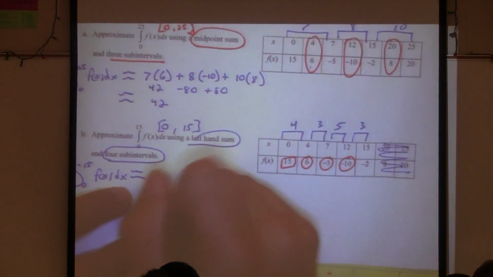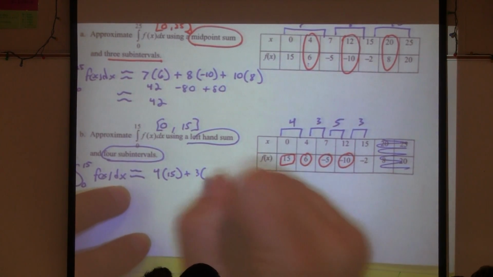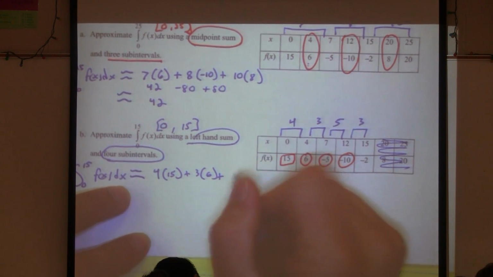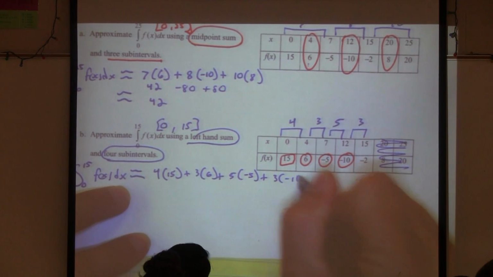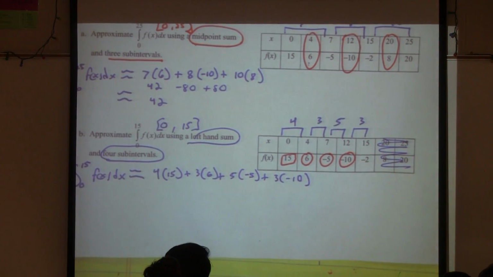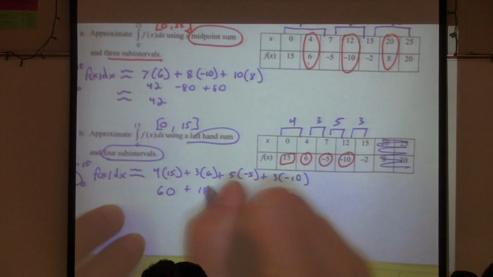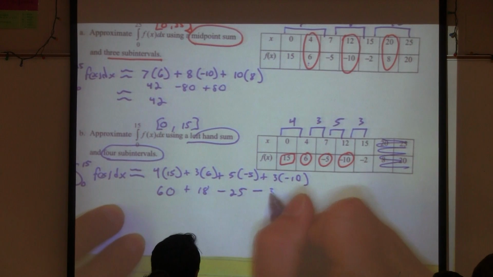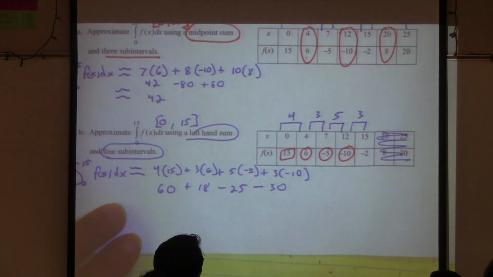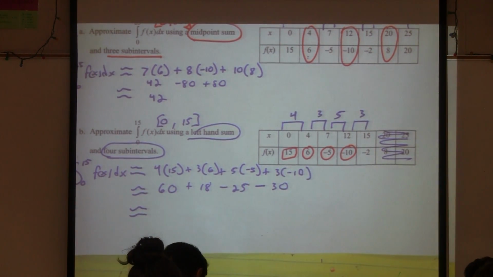Let's do it. So we say 4 times what? 15. Plus 3 times? 6. Plus 5 times? -5. Plus 3 times? -10. Good? 4 times 15, that's what? 60. 60 plus 18 minus 25 minus 30. Only 3. So what would be my approximation for this definite integral?